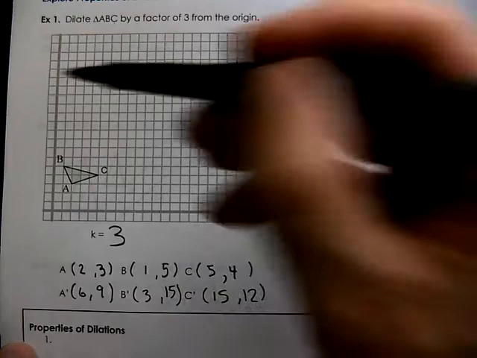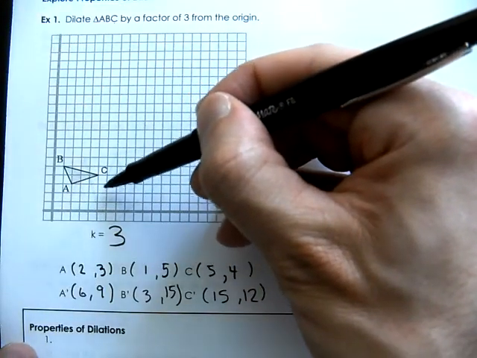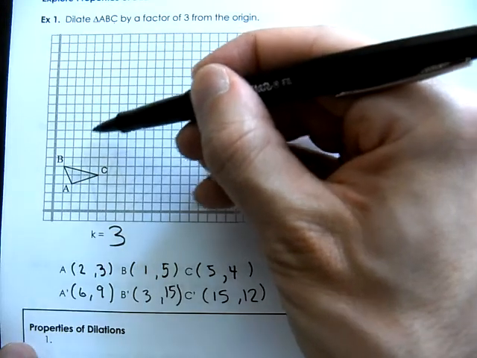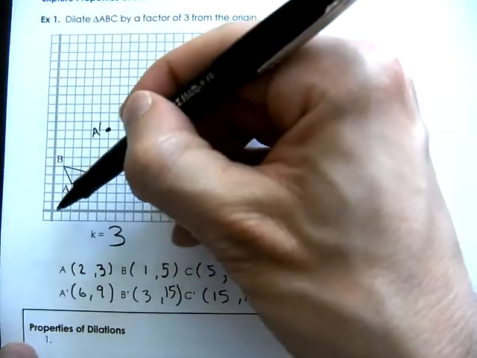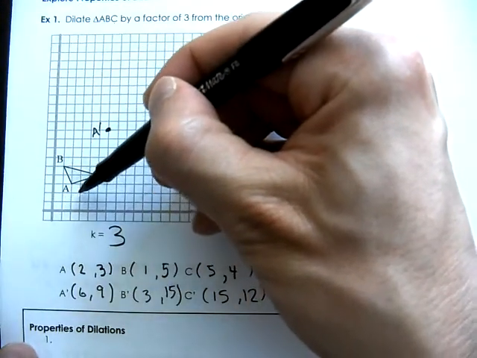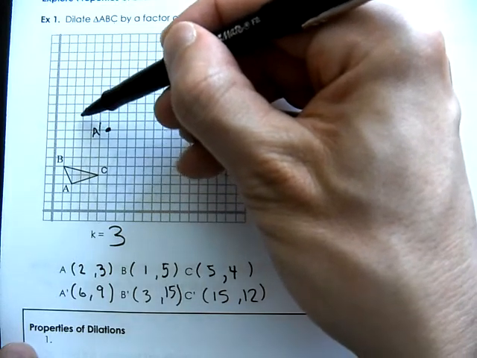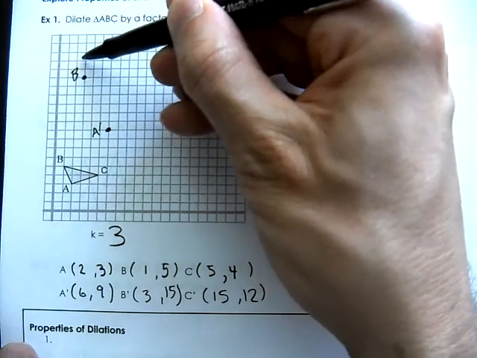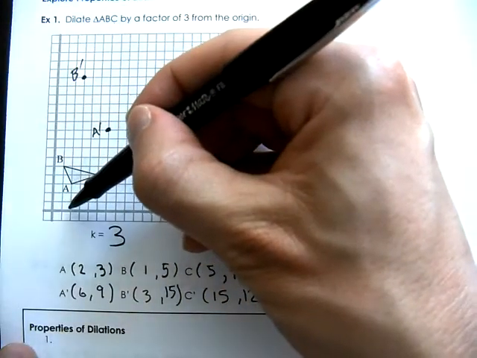A prime is at 6, 9. B prime is at 3, 15. And C prime is at 15, 12.